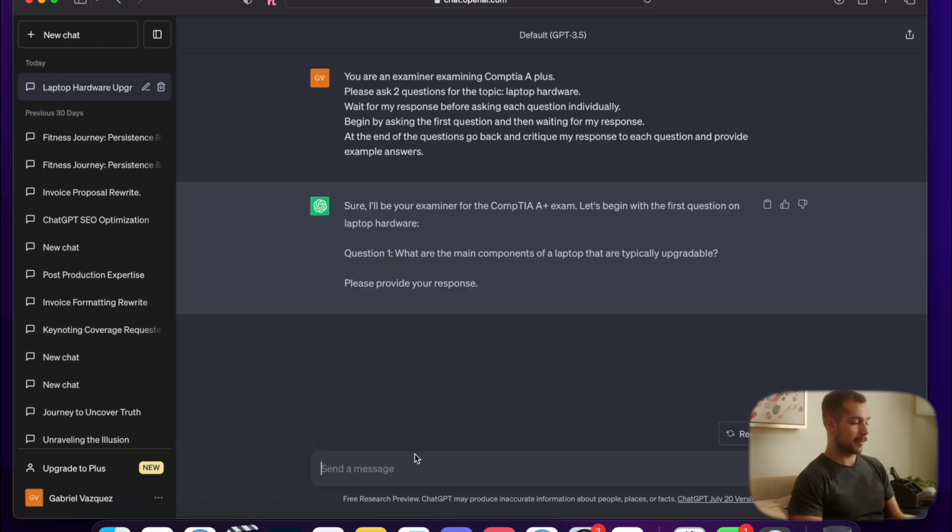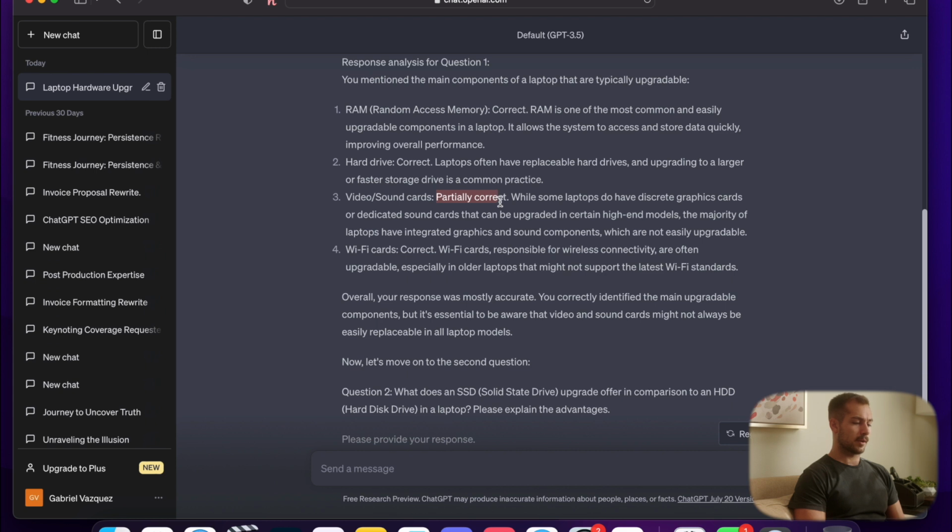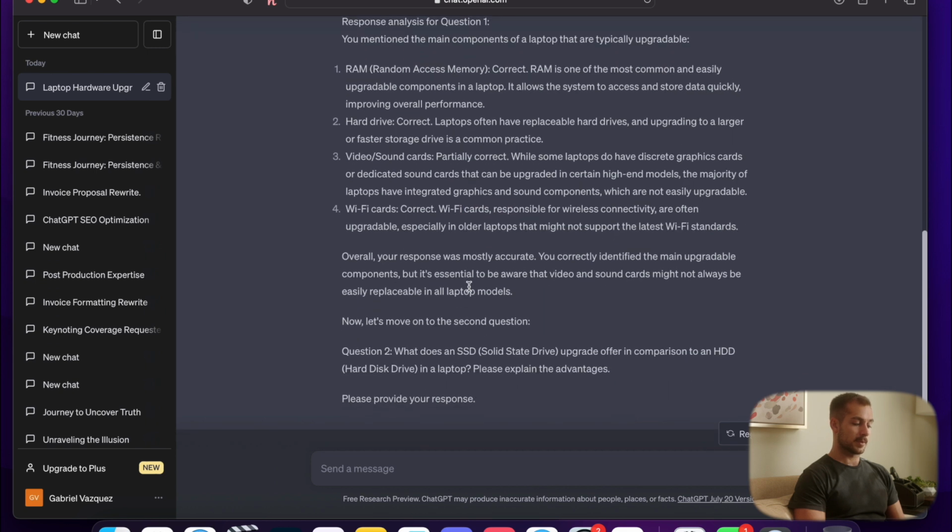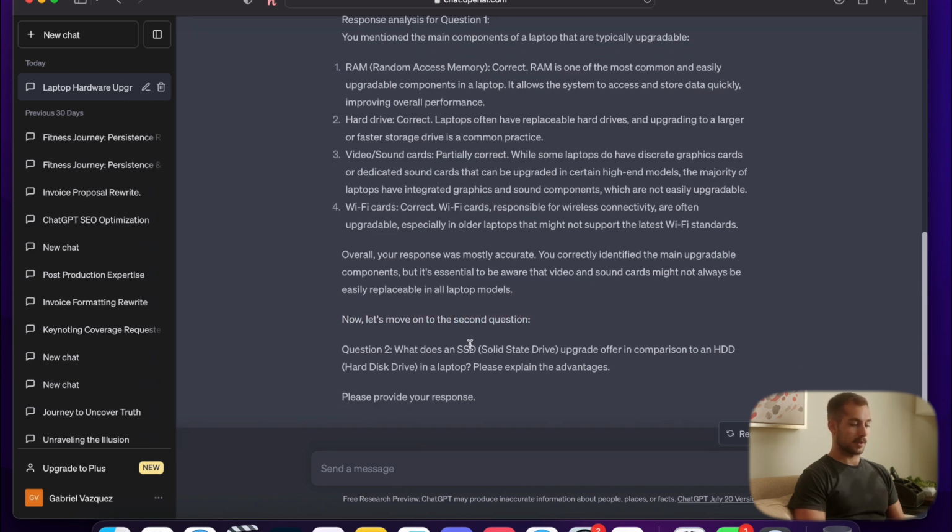Question 1, what are the main components of a laptop that are typically upgradable? Please provide your response. So I'm gonna enter RAM, hard drive, video, sound cards, and Wi-Fi cards. I would say that this is the hardware that's typically upgradable in a laptop. So we were partially correct on video and sound cards, and we were correct on the other responses. Now let's move on to the second question. What does an SSD upgrade offer in comparison to an HDD in a laptop?